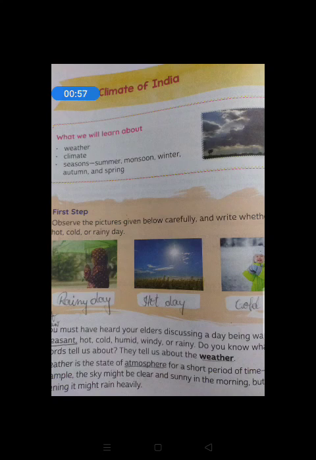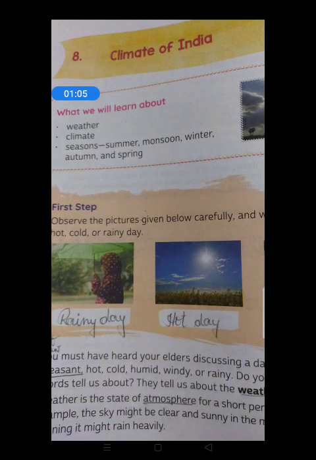So all of you open your books at page number 52, and it is our chapter 8, Climate of India. So the topic itself, matlab aapki main heading kya hai? Climate of India, which indicates that we are going to learn about the climate of our beautiful country, India. Is it okay, children? So in this we will learn about weather, what weather we are experiencing, what climate we are experiencing over a long period of time, and what seasons we have been experiencing for so many years. All these we are going to discuss in detail.